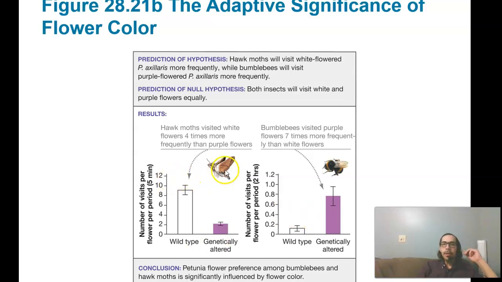They did see that the moth visited the white flowers 4 times more frequently than the purple flowers. And they also saw that the bumblebee visited the purple flowers 7 times more than the white flowers. So this did show that there's a preference among the two types of insects that's influenced by the color of the flowers.